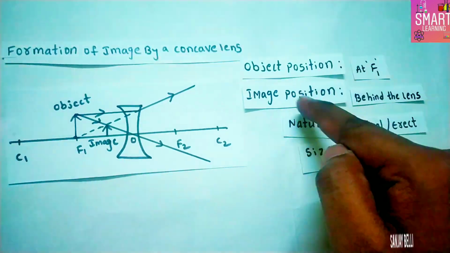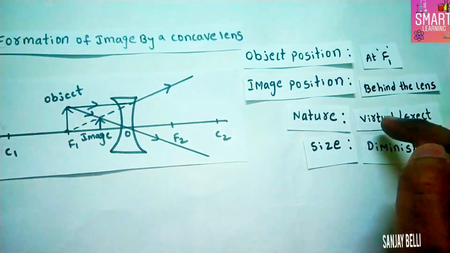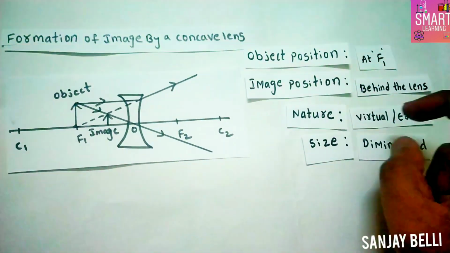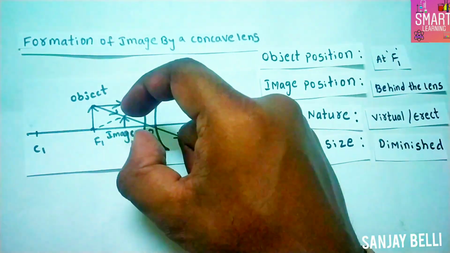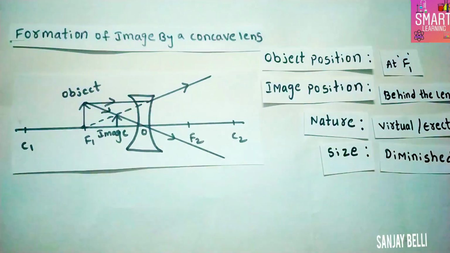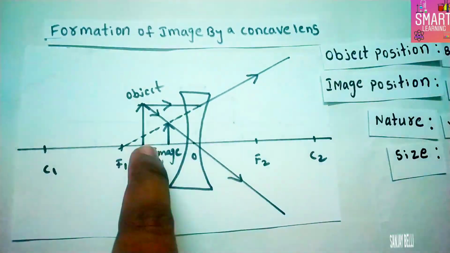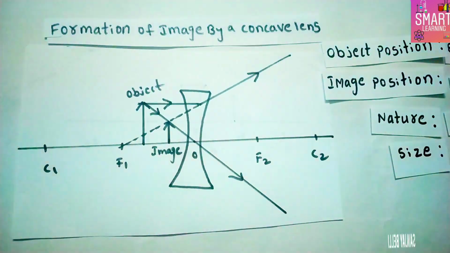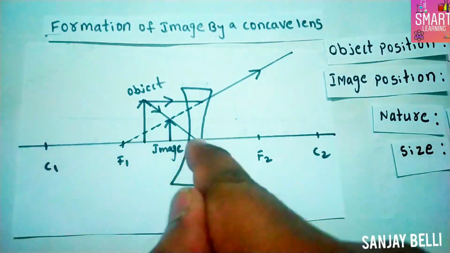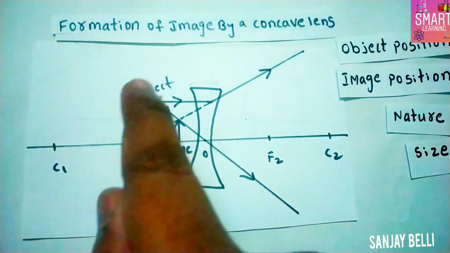Okay, object at F: image behind the lens, nature virtual erect, size diminished. As you know, virtual erect means if an image is obtained inside the lens, it will be virtual erect, and the size is always diminished. The size of the image is smaller when compared with the size of the object. Here you can see I placed an object between O and F. Here also I got an image between O and F itself, but at a smaller distance when compared with the object. Here also I used the same rule 1 and rule 3.